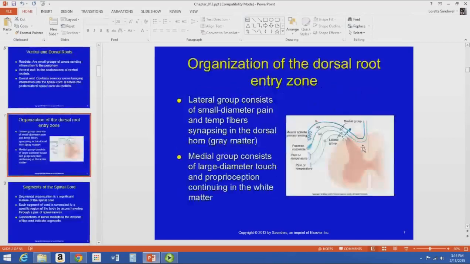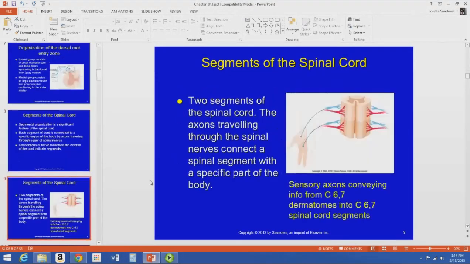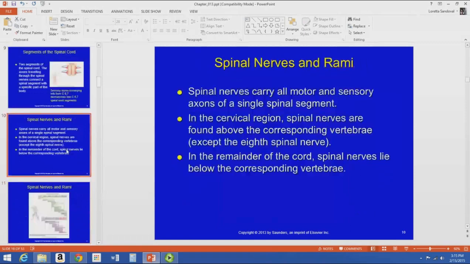This is that same organization of the dorsal root entry zone. It's interesting to tie together all the stuff that we've talked about before. The segmental organization I talked about is a significant feature of the spinal cord. Each segment of the cord is connected to a specific region of the body, traveling through that pair of spinal nerves. The connections of those nerve rootlets to the exterior of the cord indicate the segments. So this is C6, C7 traveling to the specific part of the body. Spinal nerves carry all the motor and sensory information of a single spinal segment.